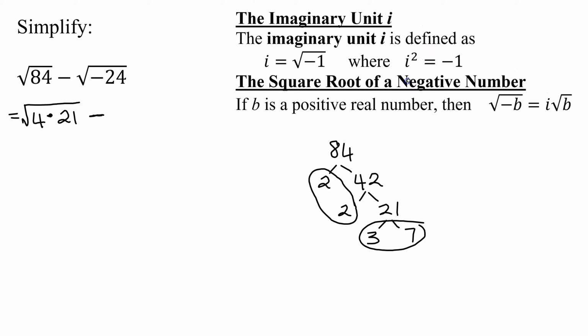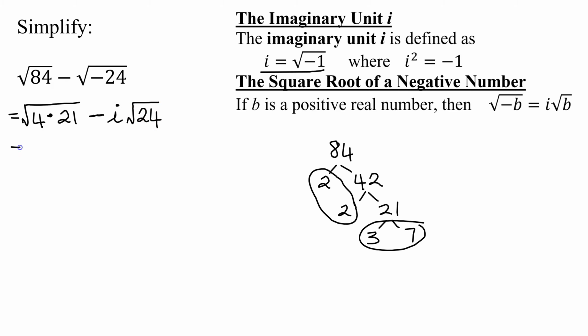So here are the notes. And we're going to use the imaginary unit i, where i is the square root of negative 1. So if b is a positive real number, then the square root of negative b is i times the square root of b, leaving you with the square root of a positive number that you know how to deal with. So that's the first thing we're going to do, is we're going to take the square root of negative 1 out of this radical as an i. So I'm going to have i times the square root of positive 24.